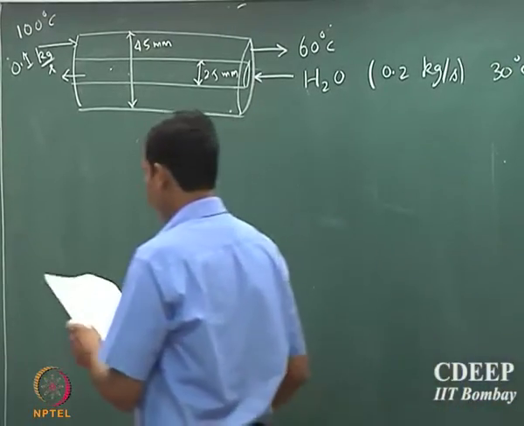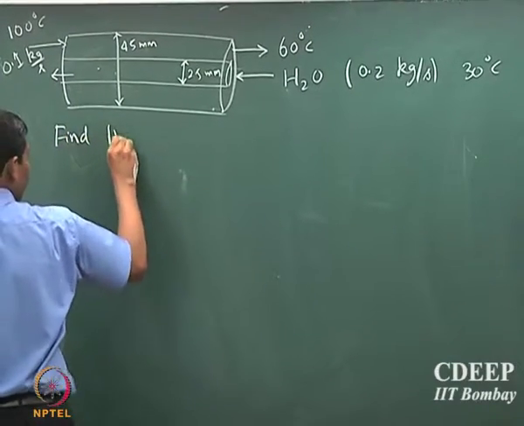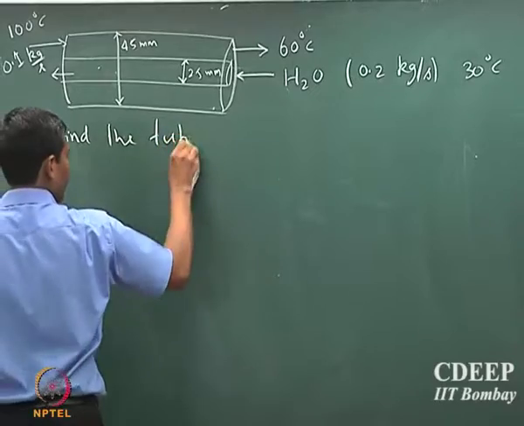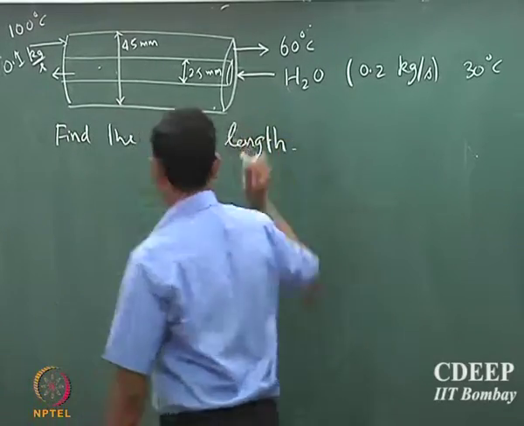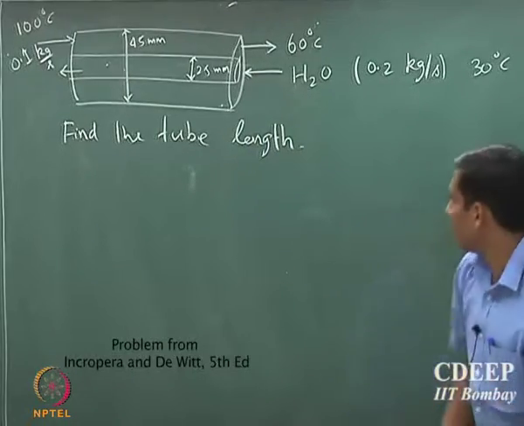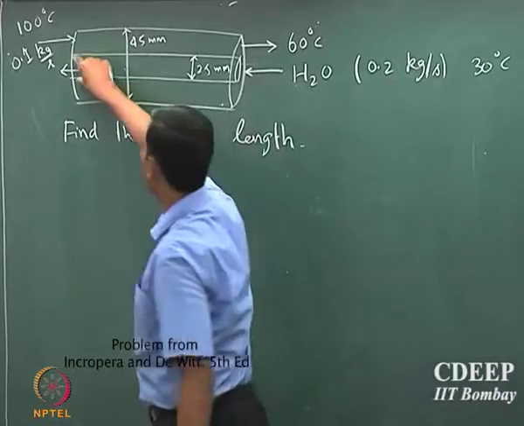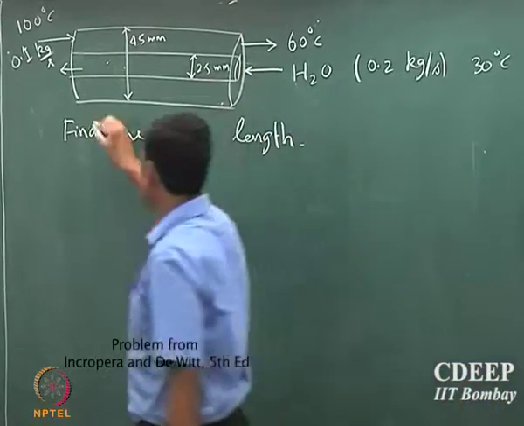We will come to that later. So, the question is find the tube length. Find the tube length. So, how do we address this problem? We need to find the tube length. Okay, we need to find the length of the heat exchanger. So, that is L, that is what we need to find.